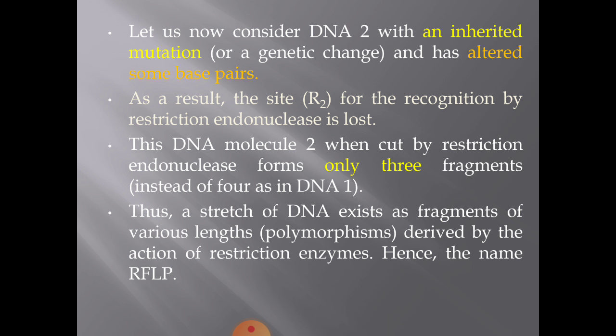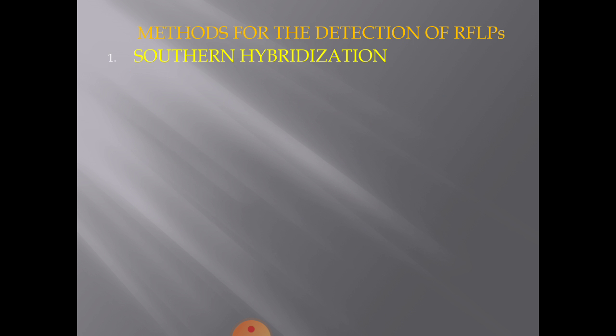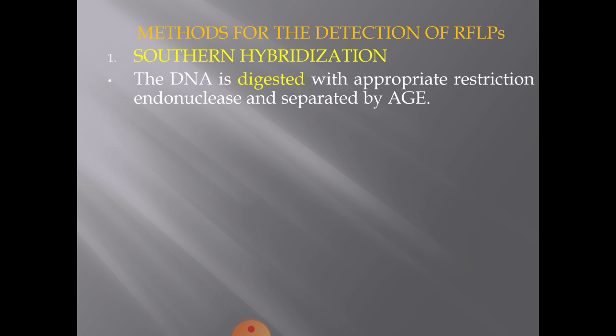When you look at DNA 1 and DNA 2, you can always say that in DNA molecule 2, there is some inherited mutation. As a result, restriction site 2 is lost. Okay. So this is the dogma. Restriction site 2 is lost. Right. Then, there are 2 methods of detection of RFLPs.